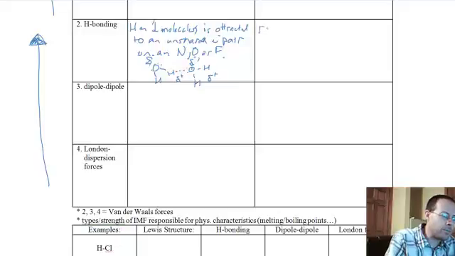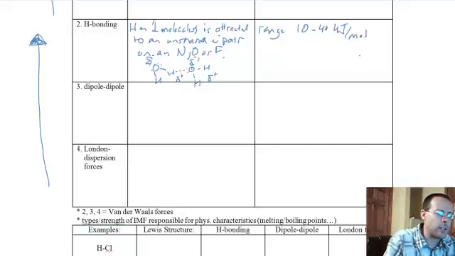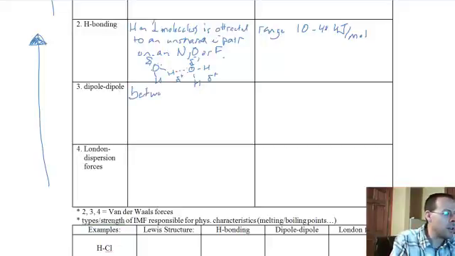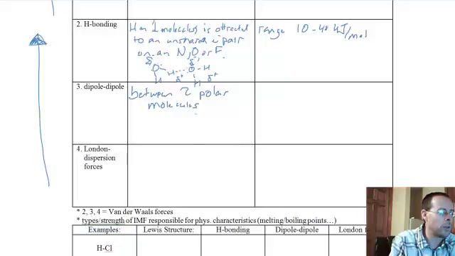Again, the range is about the same as ion-dipole. It's about 10 to 40 kilojoules per mole. And we're going to see in a second that that's quite strong. Let's see, dipole-dipole is just what it sounds like, between two polar molecules. Dipoles only occur on polar molecules. So again, a dipole between two polar molecules.